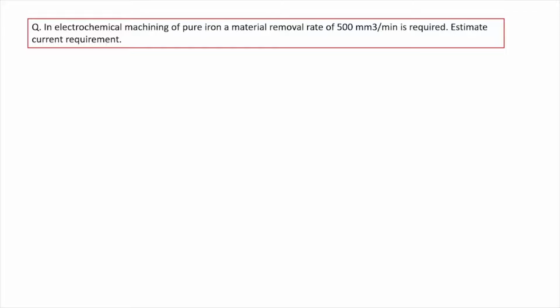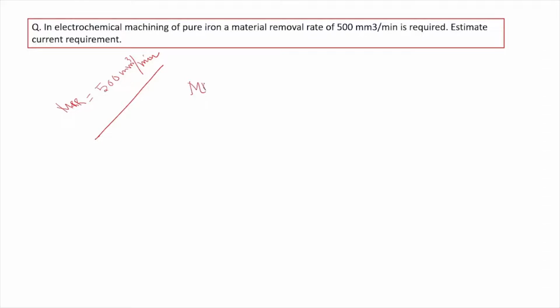Okay, so let us see one numerical. In the electrochemical machining process of pure iron, a material removal rate of 500 mm cube per minute is required. Estimate the current requirement. So what is given: MRR is given as 500 millimeter cube per minute.